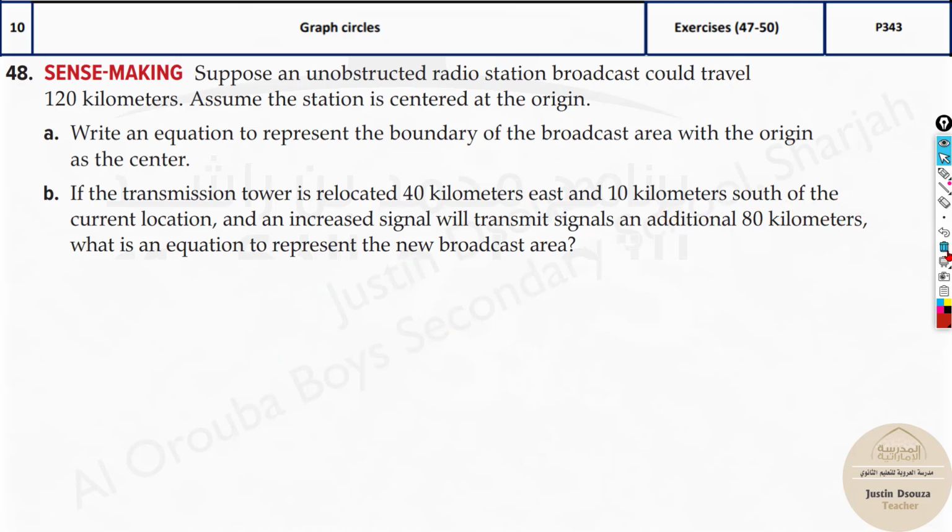Now, another similar problem. Suppose an unobstructed radio station broadcast could travel 120 kilometers. Assume the station is centered at the origin. Write the equation to represent the boundary of the broadcast area with the origin as the center. Now it's very simple. When it comes to circles, it's just x squared plus y squared equals r squared. Here, what is r squared? 120 squared. So this is all you need to do, because they have clearly told it's at the center, and that's the answer. If the transmission tower, over here it'll be the same.